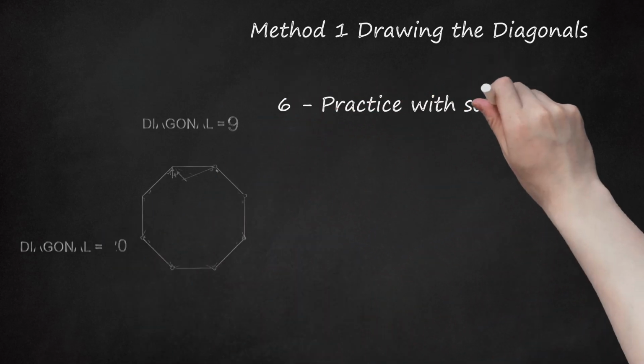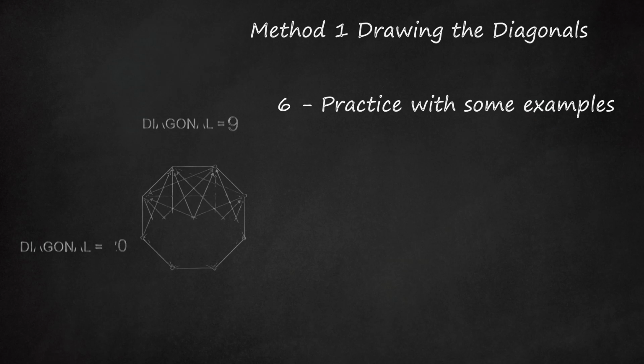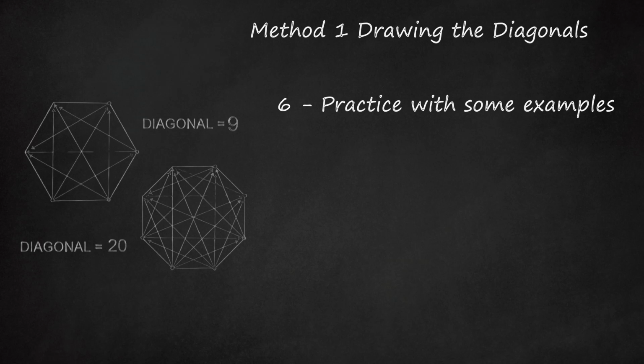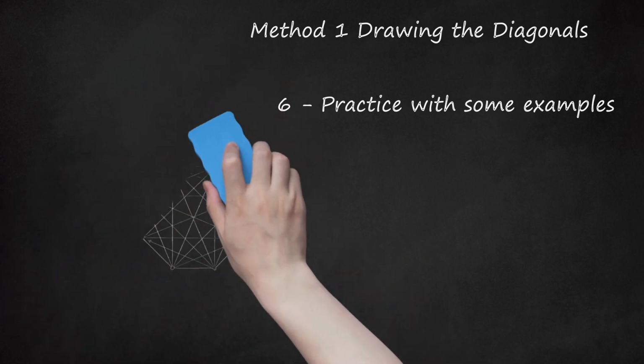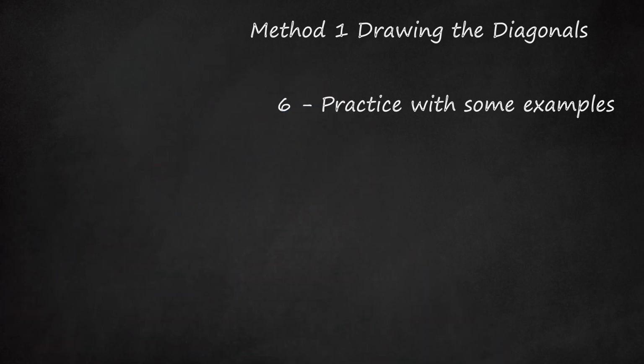6. Practice with some examples. Draw some other polygons and count the number of diagonals. The polygon does not have to be symmetric for this method to work. In the case of a concave polygon, you may have to draw some of the diagonals outside the actual polygon. A hexagon has 9 diagonals. A heptagon has 14 diagonals.